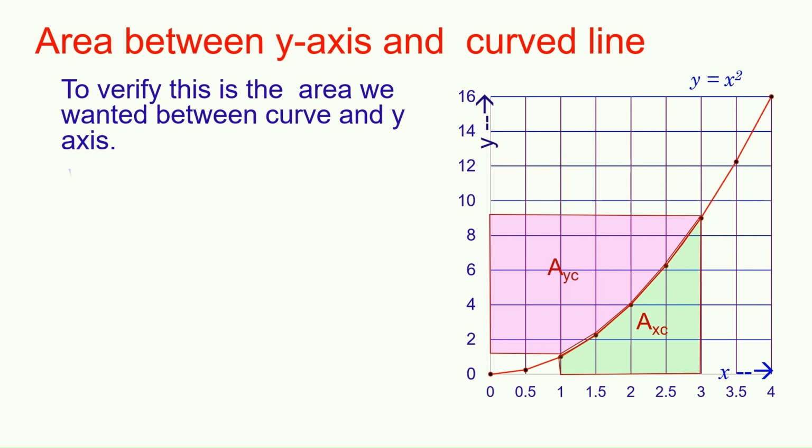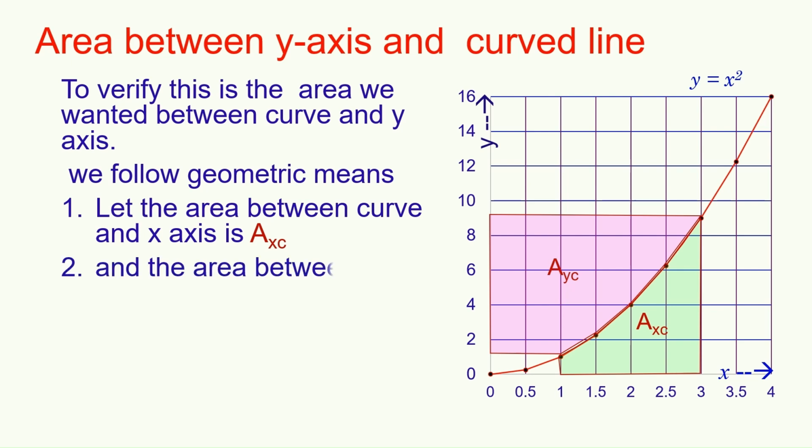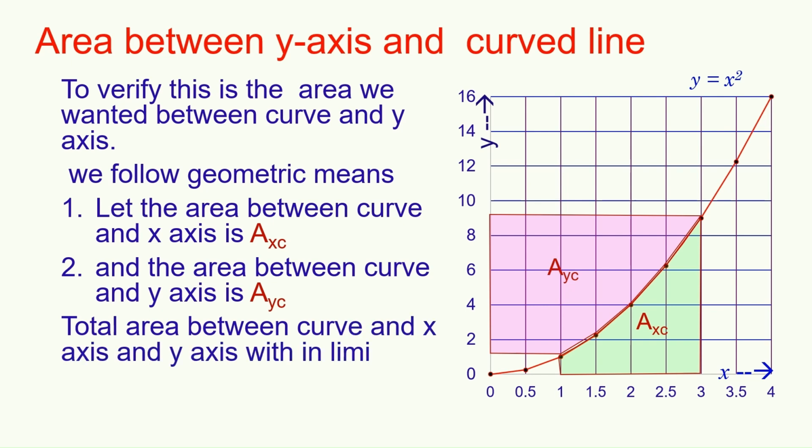To verify, this is the area we wanted between curve and y-axis. We follow geometric means. Number 1. Let the area between curve and x-axis be AXC. 2. And the area between curve and y-axis be AYC. Total area between curve and x-axis and y-axis within limits equals AXC plus AYC.